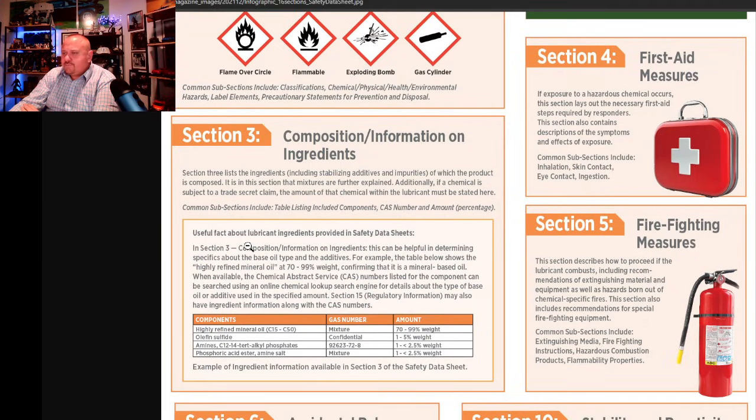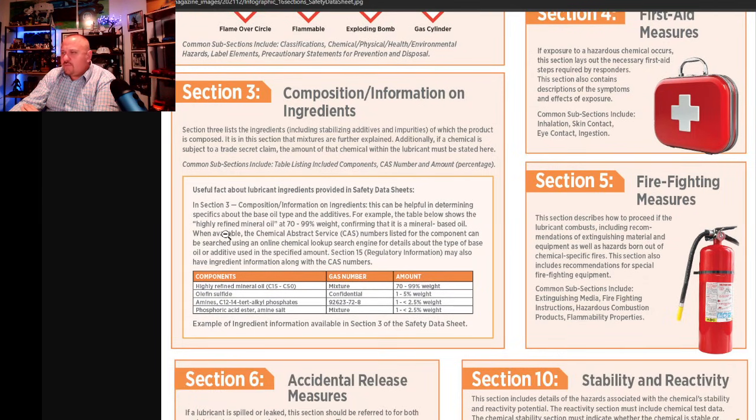If you look here, useful facts. Section 3, composition information on ingredients. This can be helpful in determining specifics about the base oil type and the additives. So if you have a product, it's going to talk about the base and then the additives, everything that's in that chemical. For example, the table below shows highly refined mineral oil at 70 to 99% weight. They're using oil here, a lubricant oil, as an example.